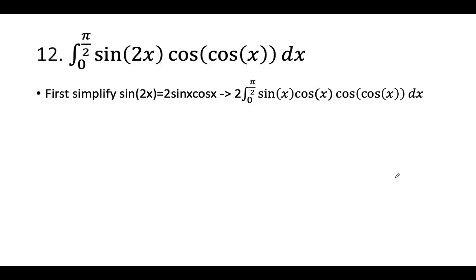This one also, you see immediately a possible substitution, cosine of cosine x, because that's how we're going to deal with this cosine of cosine thing, right? First you want to do this substitution.